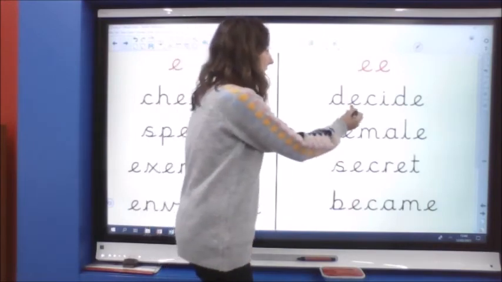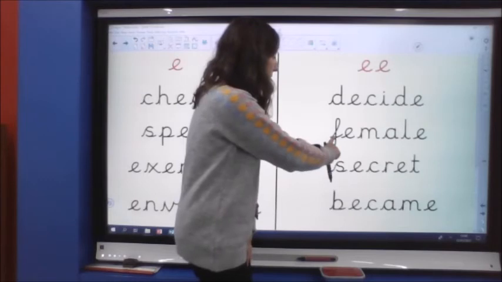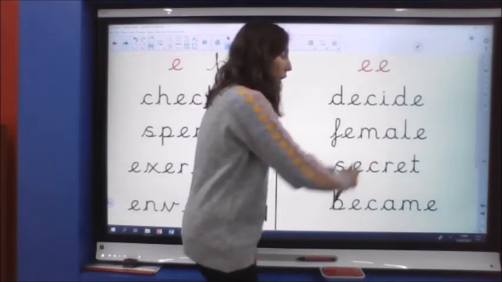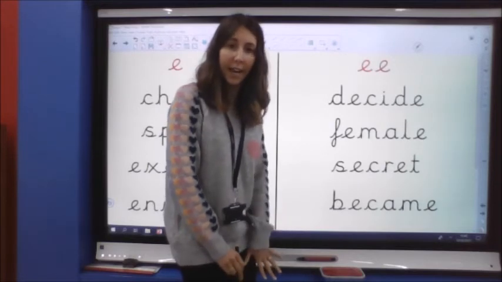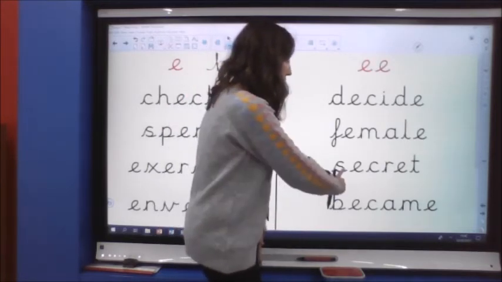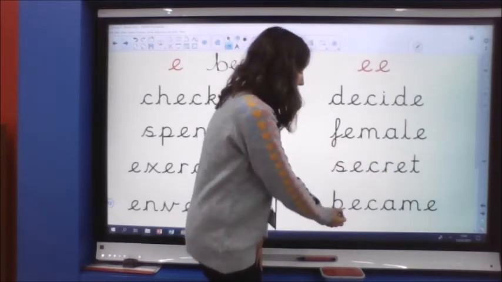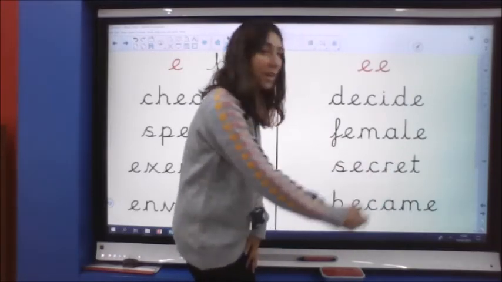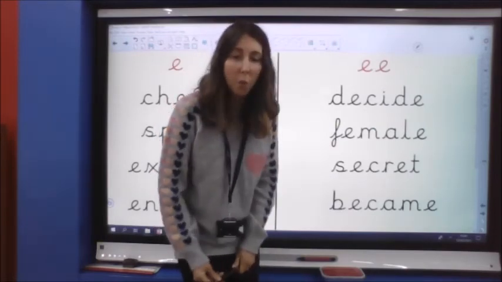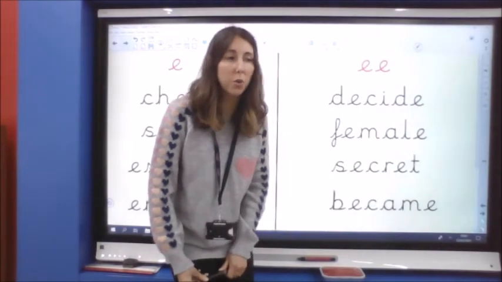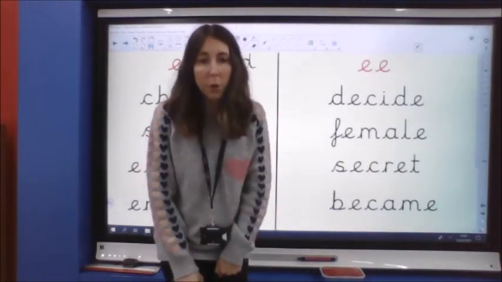So we've got decide, email, female. Females are girls and ladies, aren't they? Secret, and became. We'd already had become, hadn't we? Now we've had became. Well done if you managed to sort all of those into the right places, or if you got most of them, a big well done.